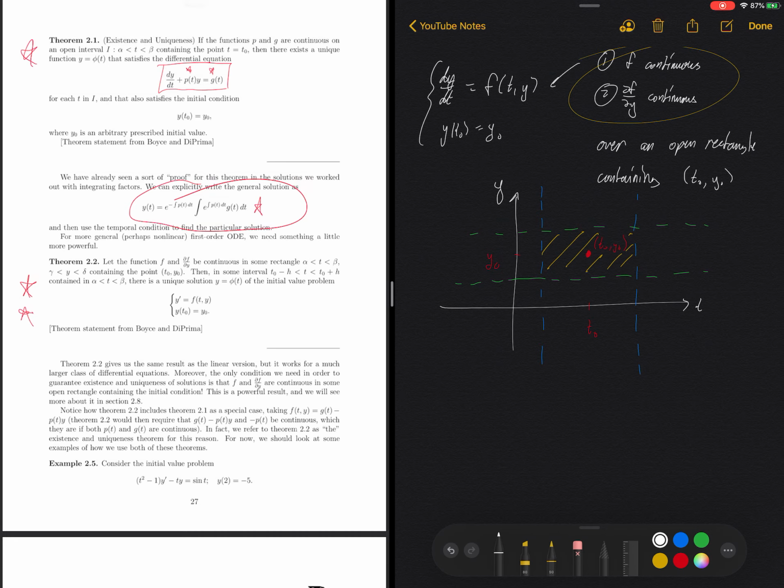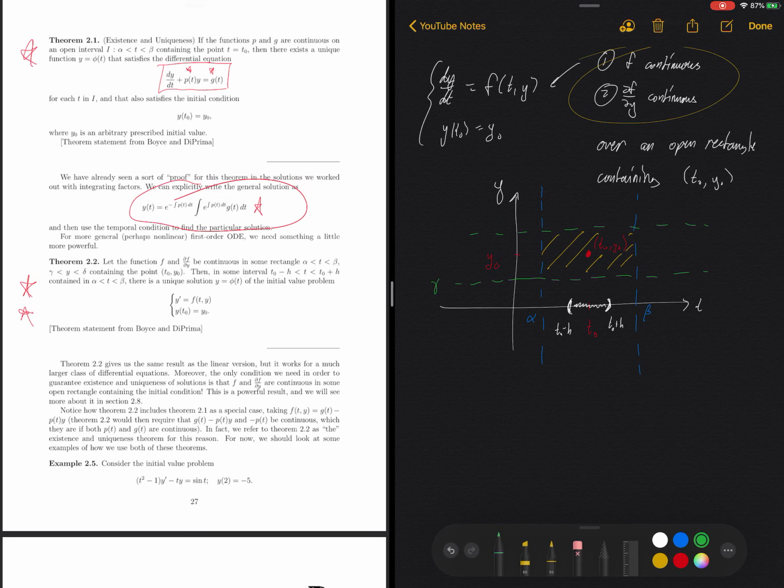If I can guarantee that our rate function is what's called a C1 function on this open rectangle that contains my initial condition, then I know there is going to be some interval around t0 that guarantees that my solution exists over this interval. This is the t0 minus h and t0 plus h that's mentioned in this theorem.